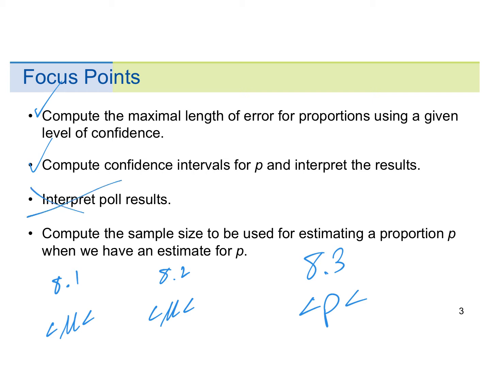We are not going to interpret polls, so if there are any homework questions dealing with that, no big deal. And we will end up computing a sample size, okay, that we will estimate to find our P. We're going to have a couple different formulas for this section, but when you read the problems, it should jump out at you as being a P problem and not a mu problem.